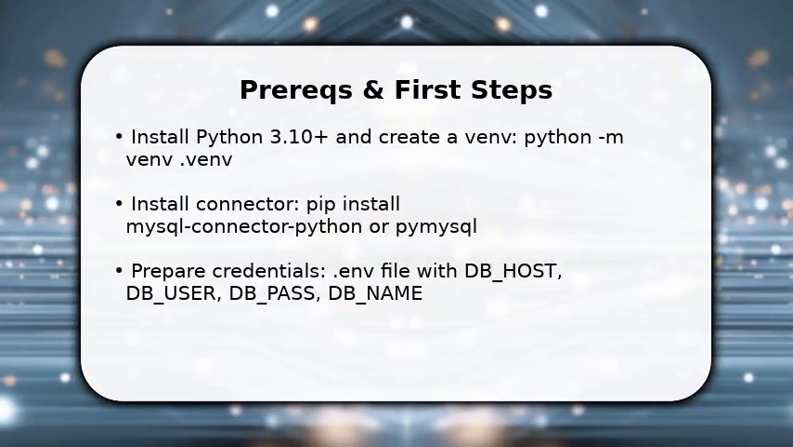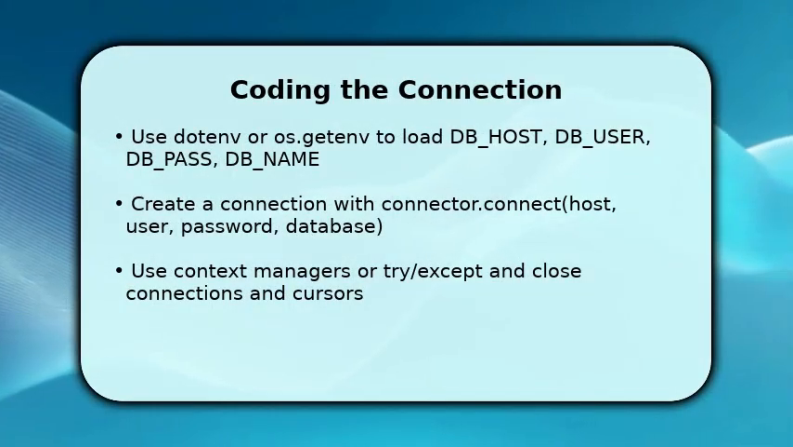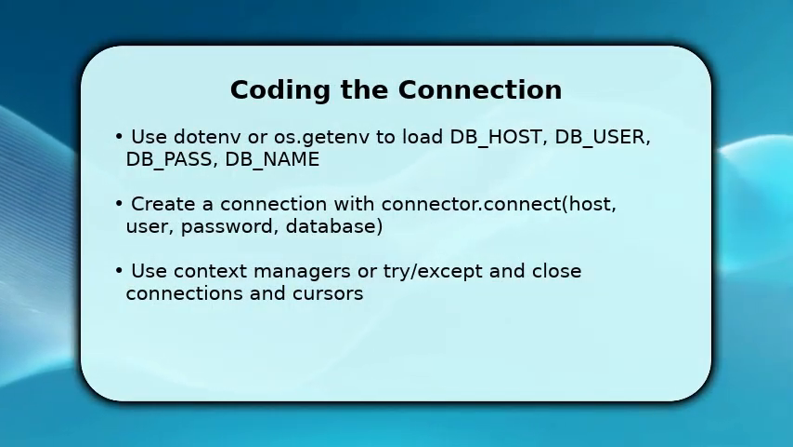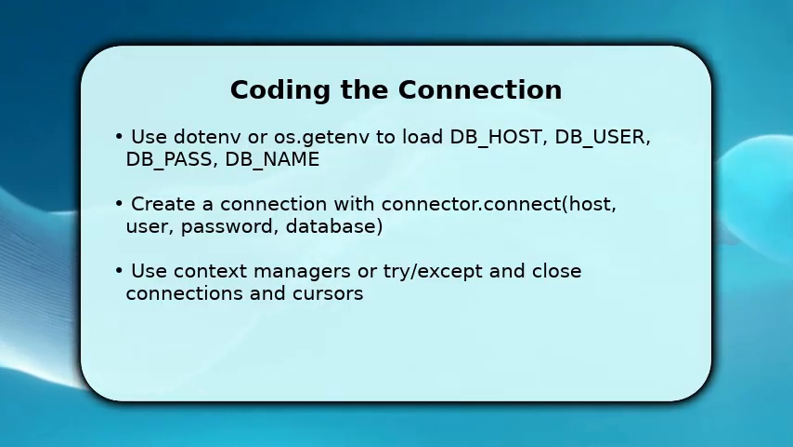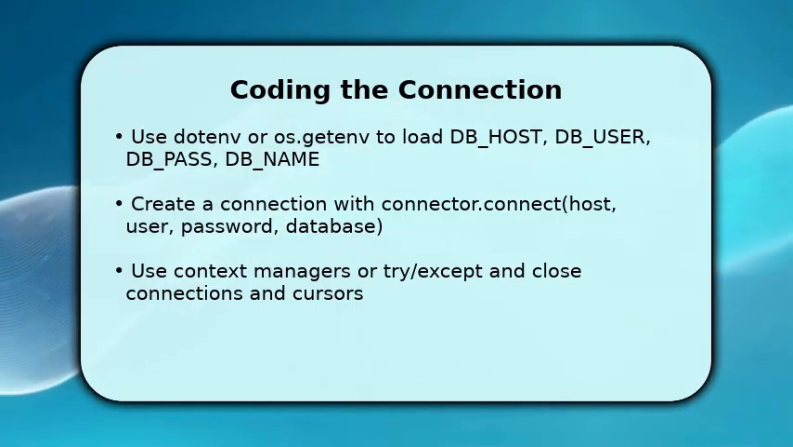You now write the code to establish a connection and execute queries. First, load your env variables via python-dotenv or os.getenv to keep secrets out of source. Then create a connection object using the connector's connect function and pass host, user, password, and database. Assign a cursor and execute parameterized queries to avoid injection.